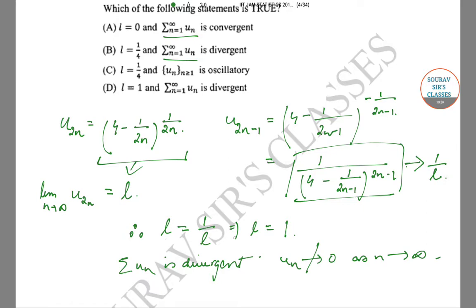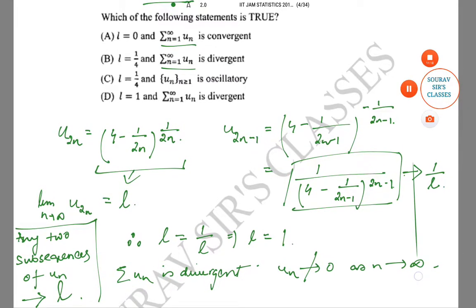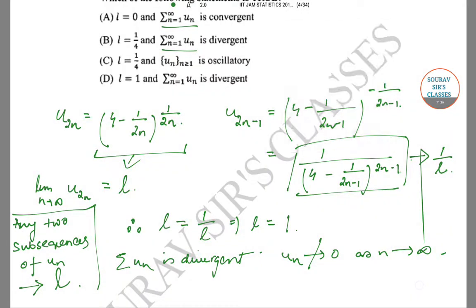Now L has to be equal to 1 by L because un converges to L, and any two subsequences of un converge to L, which gives us L equal to 1 by L, and so L is equal to 1 because L cannot be minus 1 as these are all positive, and so D is the correct answer.